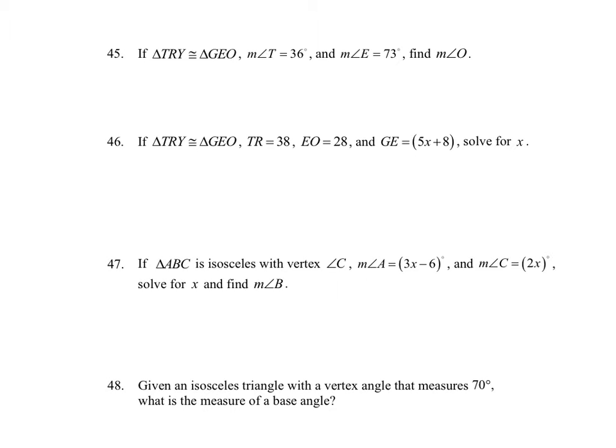All right, if we take a look at number 45, it says if we have triangle TRY congruent to triangle GEO. So let's get that drawn. So triangle TRY congruent to triangle GEO.